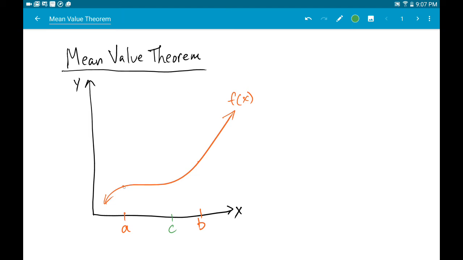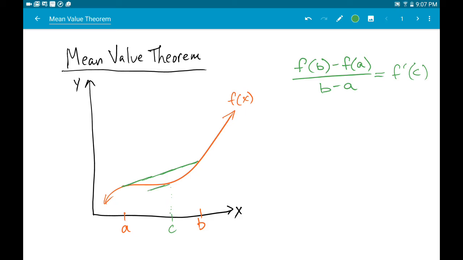such that when you construct a line between a and b, and you find the slope of that line, which would be f of b minus f of a over b minus a, then there exists some c value in the interval where the derivative at your c value has the same slope as the line between points A and B.